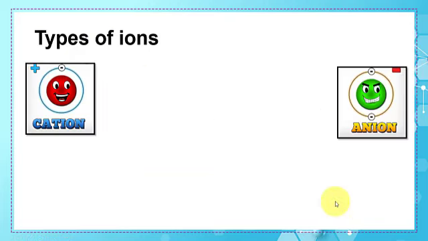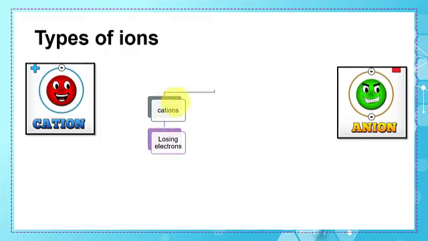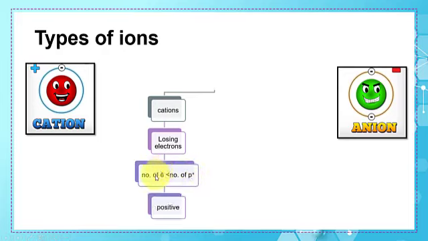The types of ions. We have 2 types of ions, cation and anion. The cation is positive and the anion is negative. Now, why is the cation positive and the anion negative? In fact, cations are those atoms that lost their electrons. Therefore, after losing electrons, the number of electrons will be less than the number of protons. Because the positive particles are more than the negative ones, we see that the cation is positive.